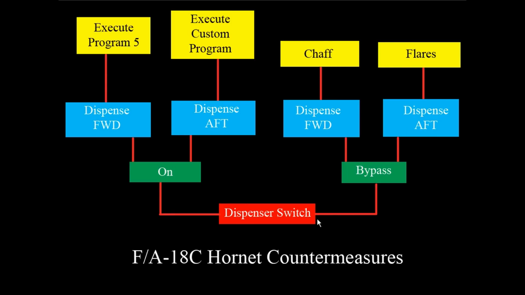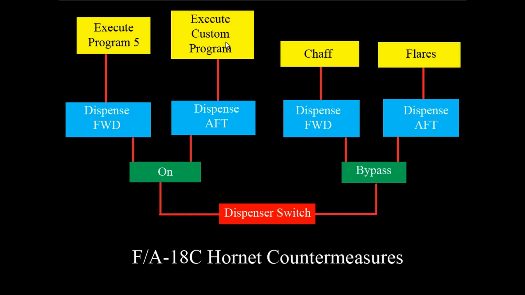Okay, in the dispenser switch on position, the dispense forward will always execute program 5. There is no way to change the fact that it will execute program 5. However, you can customize program 5 as we talked about. And in the dispenser switch in the on position, dispenser aft will execute a custom program, whatever you have designated that program to be. Okay, that's either program 1 through 4.